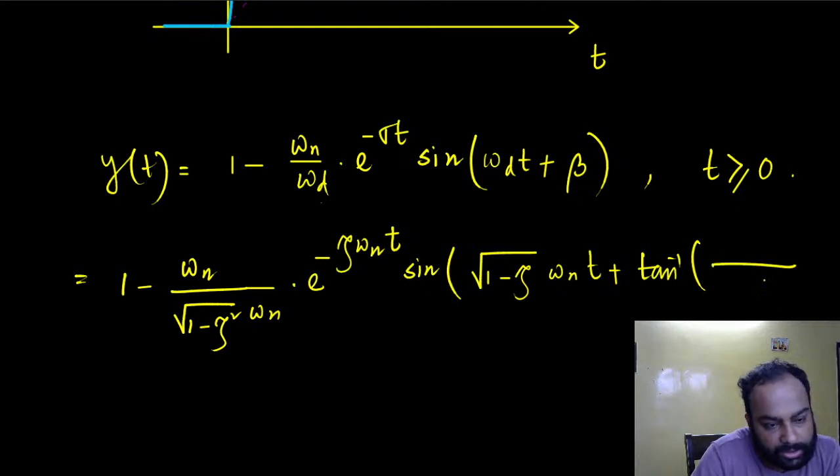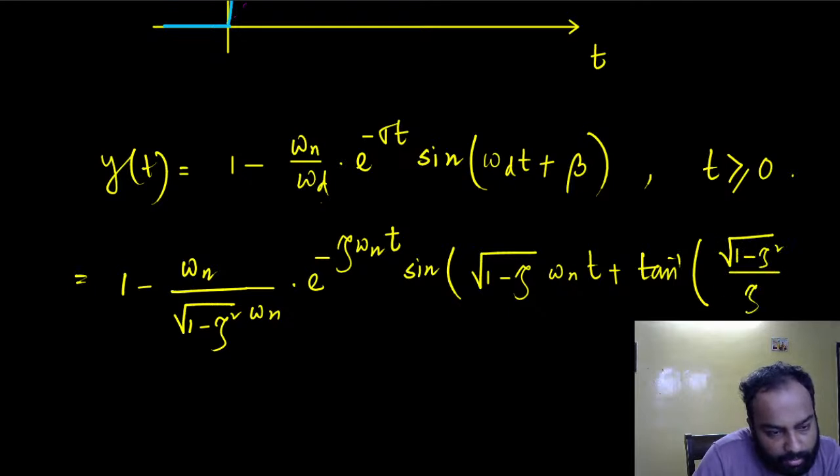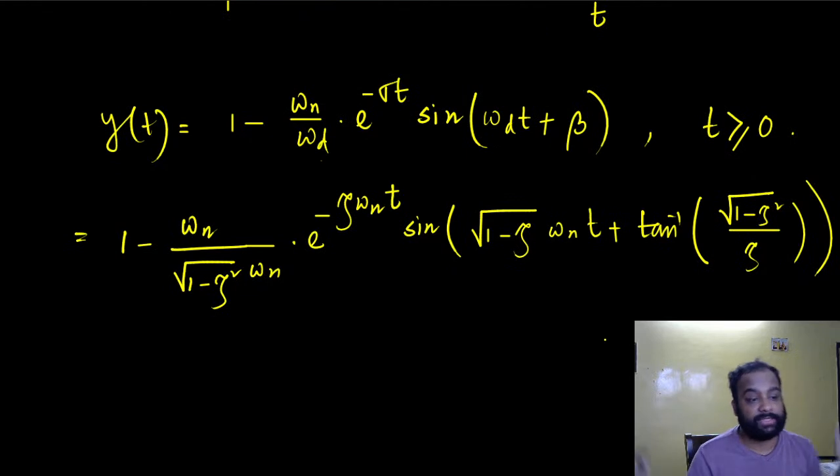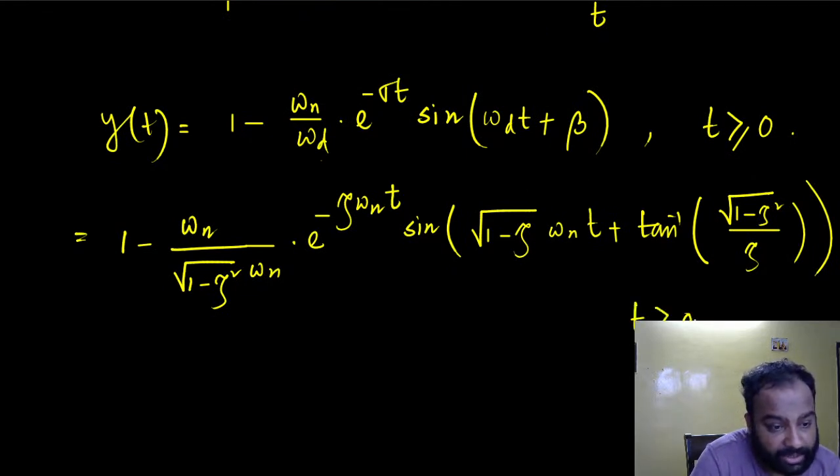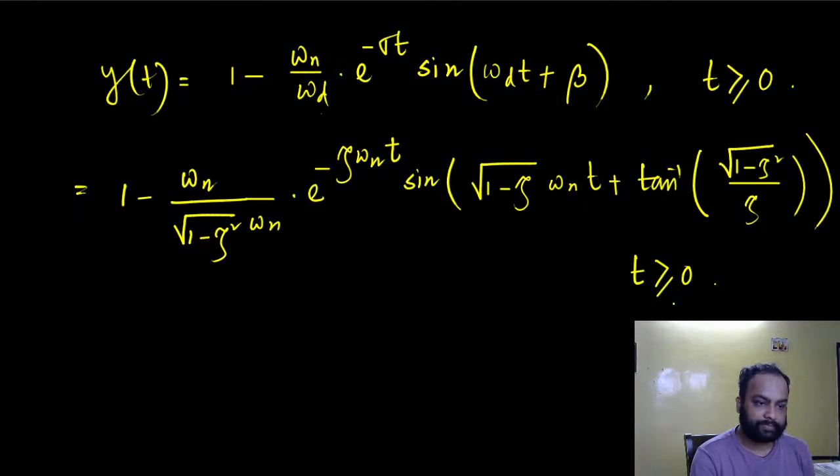So this is root over 1 minus zeta square by zeta. Okay, so that's the response of the system. Now this looks pretty bad, but we are going to take care of this pretty shortly, right? Got it? Nice.